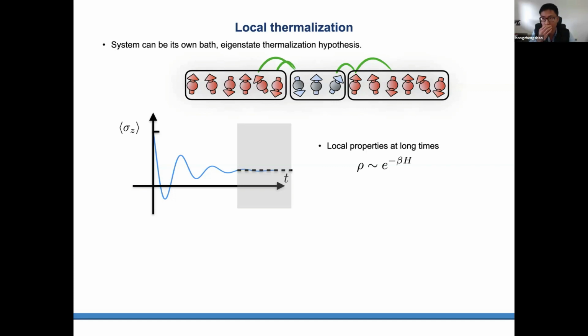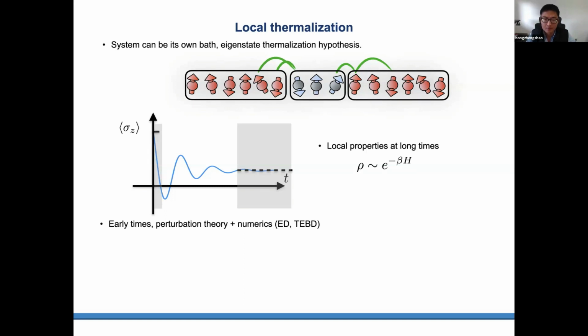You can also make it more precise by saying that, following the eigenstate thermalization hypothesis, we can write down the off-diagonal and diagonal matrix elements of the observable, and you will see that at long times the diagonal part mostly contributes to this long-time relaxation.